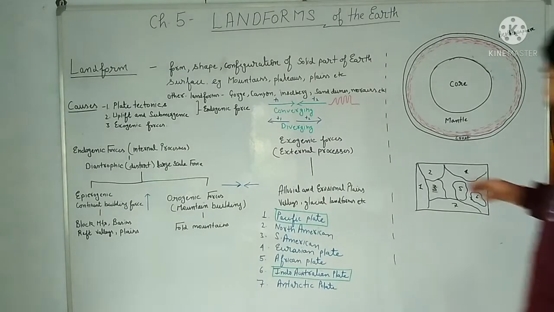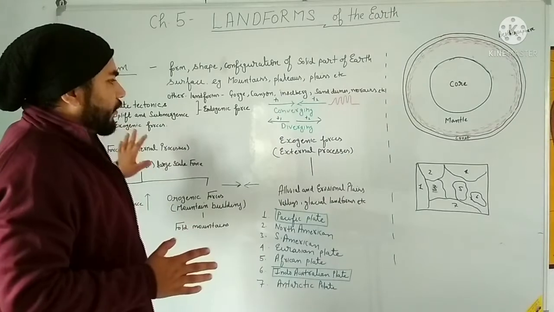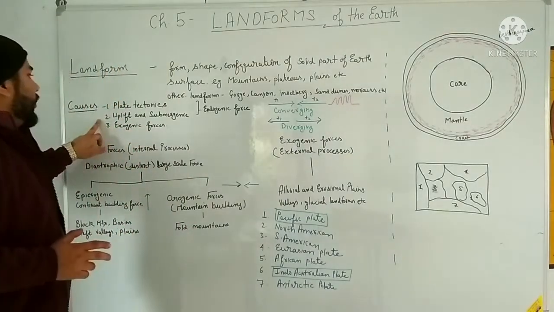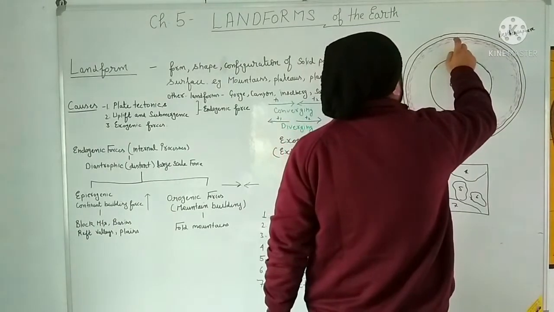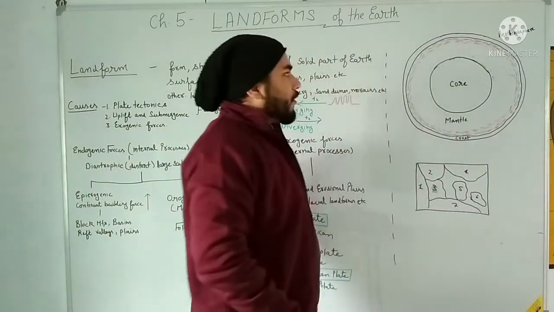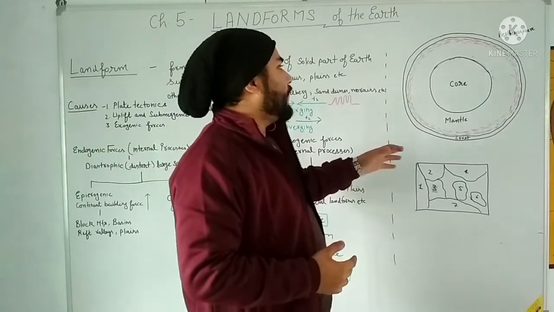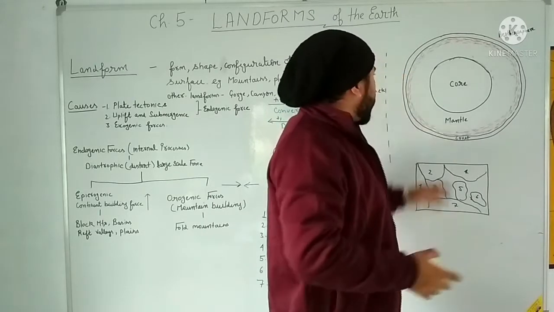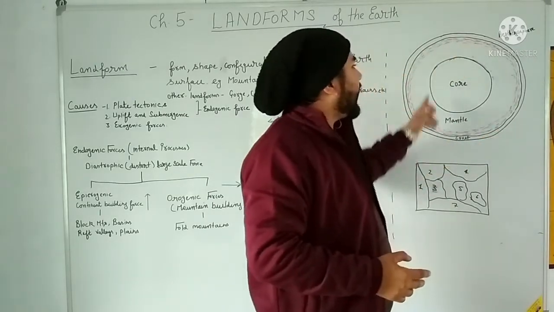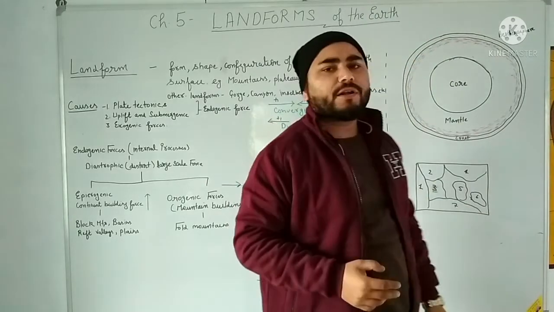So here these are the 7 tectonic plates. These tectonic plates keep moving on this asthenosphere. Now the question comes: why do they keep moving, why do they keep floating? Which is the force causing this movement of the tectonic plates on the asthenosphere, and why is this asthenosphere in semi-molten form?